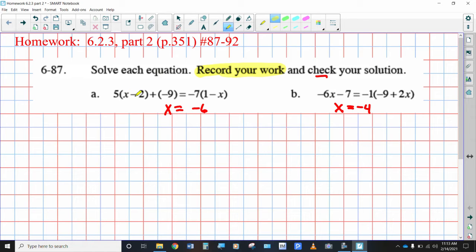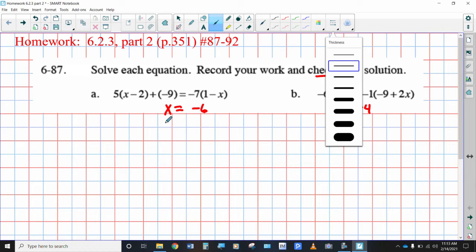Now, you can guess and check if you want to just start plugging in numbers until you get the right solution for x. You can do that. That's the 5D process. But it's going to take you a long time. You can see here both of our answers are negatives, and most people would start guessing with x equal to 1 or x equal to 2. They'd start with positive numbers before they got into the negative numbers.